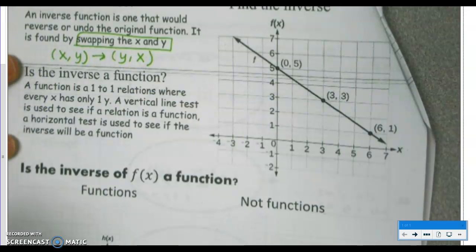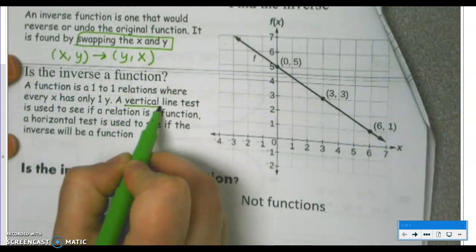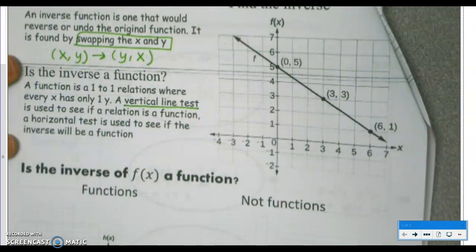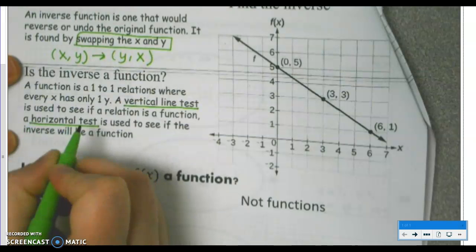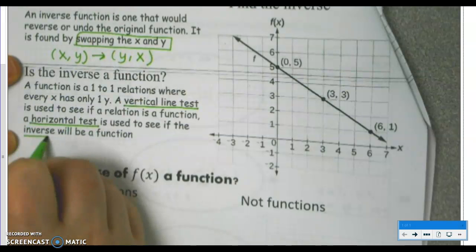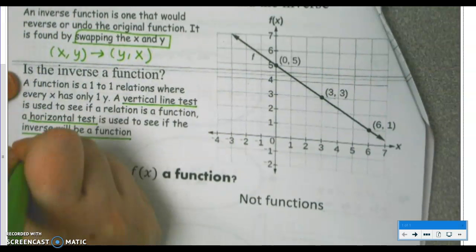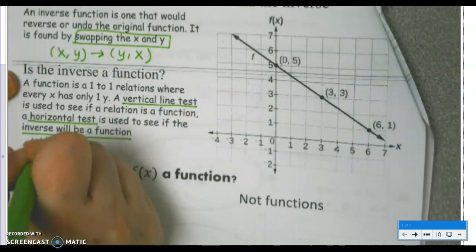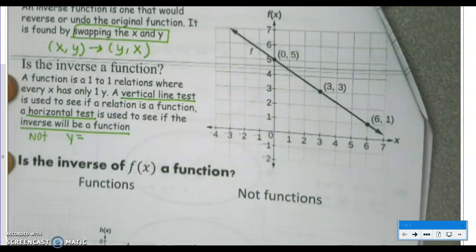So on a normal graph, if you remember, we can do the vertical line test to see if the original graph is a function. Since the inverse is the opposite, we need to do a horizontal line test to see if the inverse will be a function. So if the inverse is not a function, we just have to use y equals.